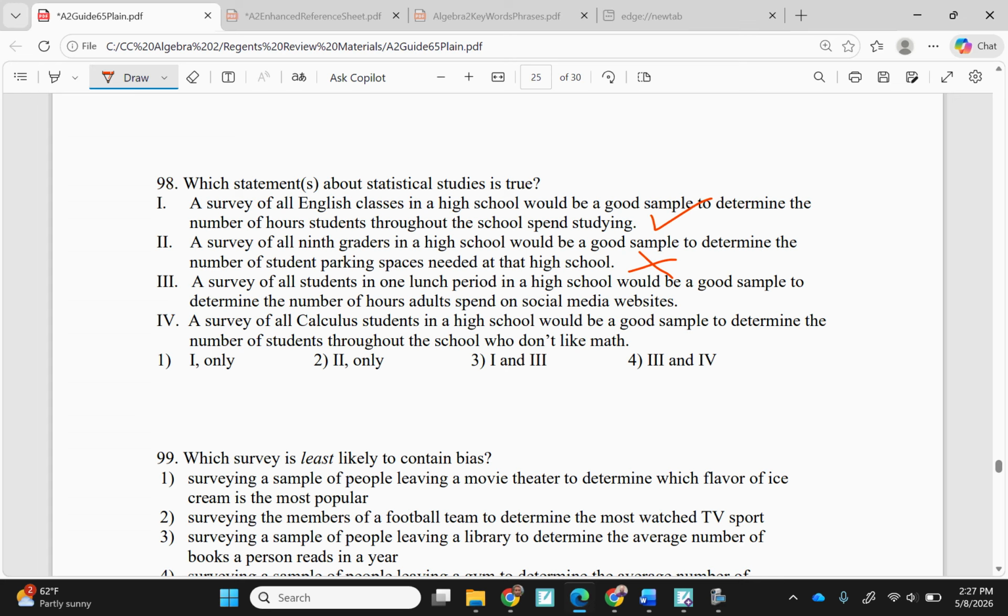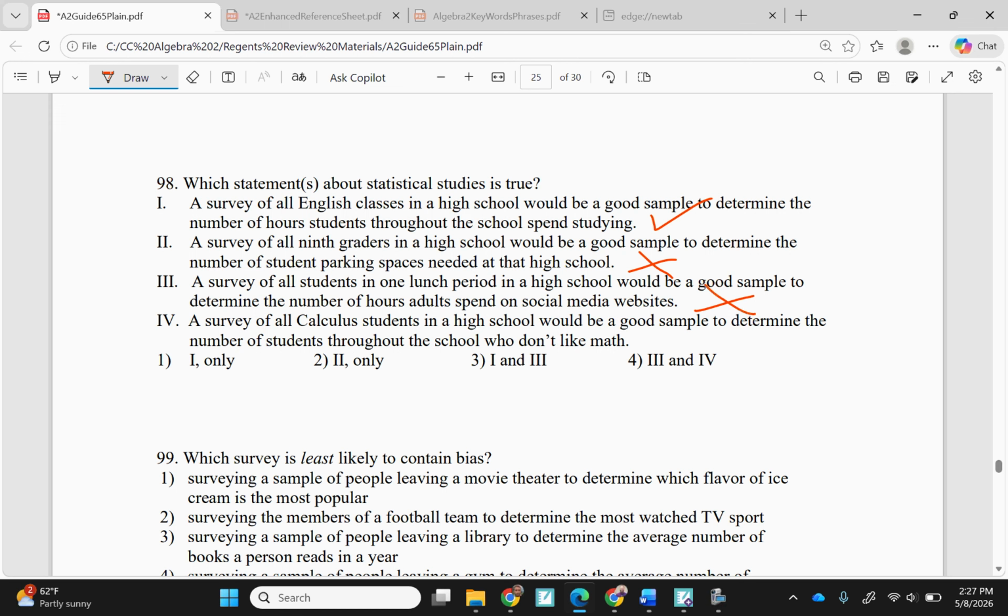yikes. A survey of all students in one lunch period in a high school would be a good sample to determine the number of hours adults spend on social media websites. Well, yeah, adults aren't in a school lunch period. Lots of issues with that. The sample has to be part of the population, and not everyone is in a single lunch period. So various reasons that one's wrong.